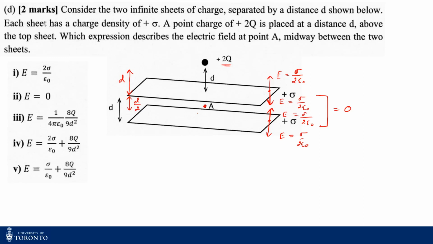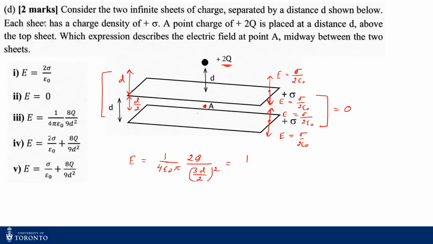So now what's the electric field formula for point charges? Since this is a point charge, the electric field formula would be from Coulomb's law, right? So that's basically 1 by 4 pi epsilon naught, charge, which is 2q in this case, divided by r squared. Now r in this case is 3d by 2. So it's 3d by 2 whole squared, right?